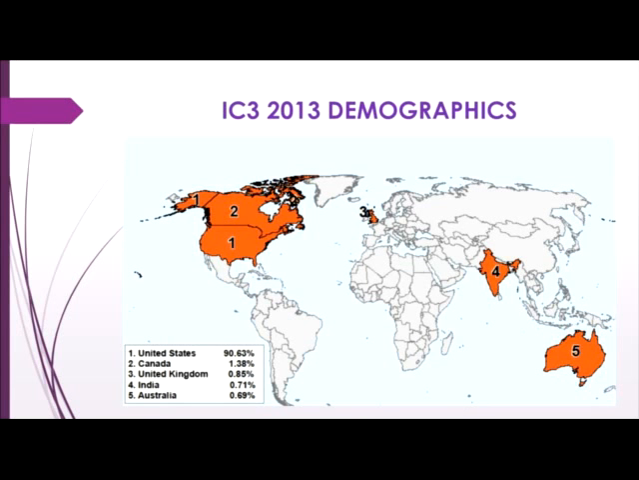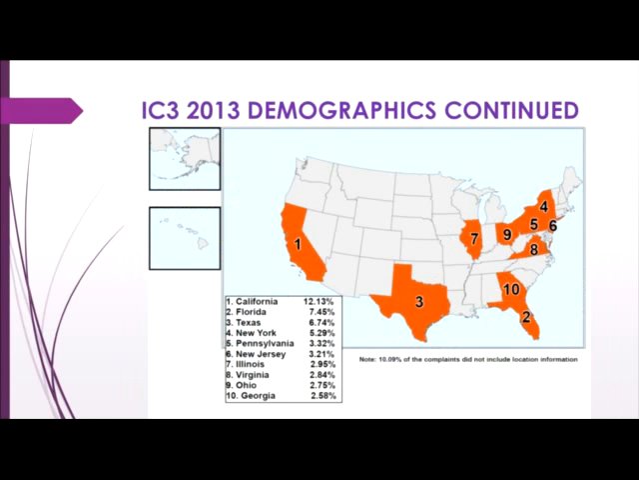On this map, we can see the top 5 countries ranked by the total number of complaints received by the IC3 in 2013. The United States comes in on top with 90.63%. That's major. Here, we can see the top 10 U.S. states ranked by the total number of complaints received by IC3 in 2013, California having the highest with 12.13%. However, note that 10.09% of the received complaints did not include location information.